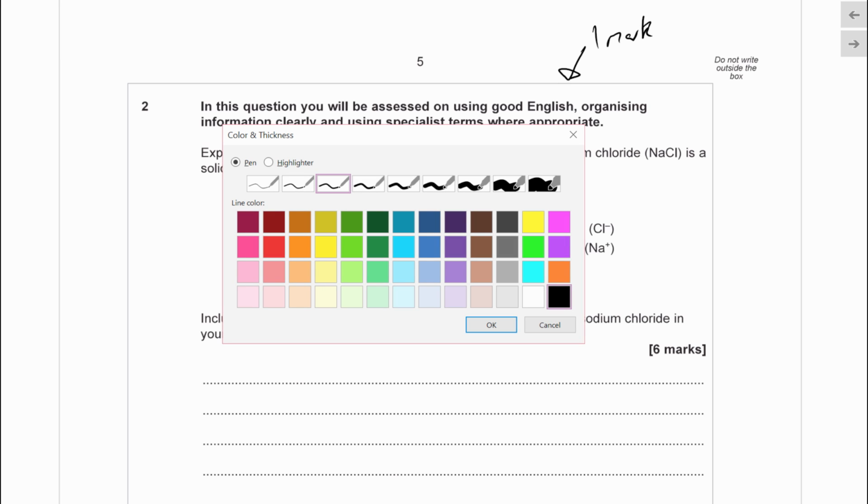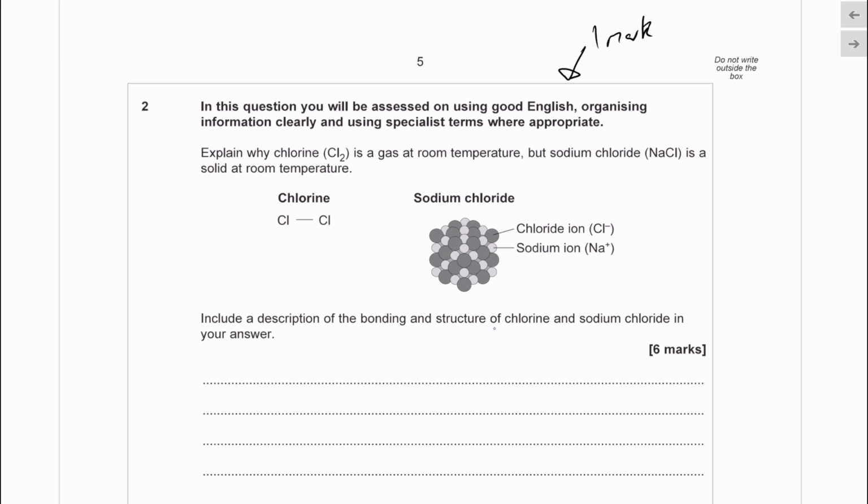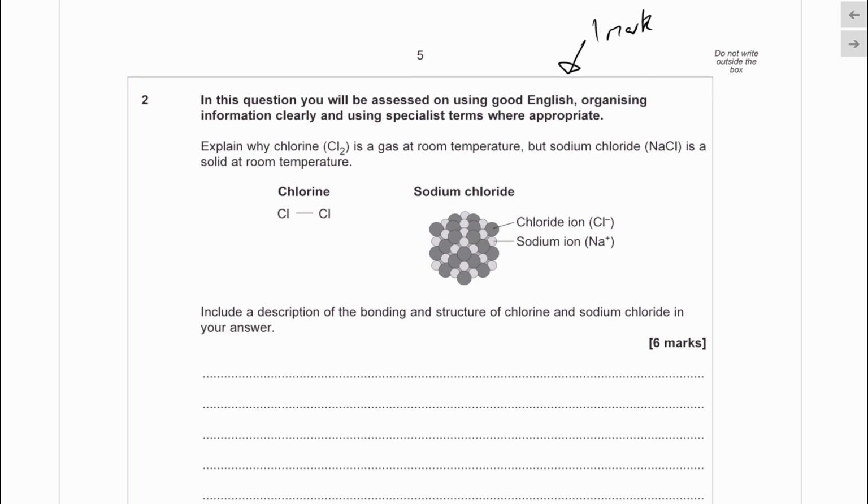Now I'm going to treat these separately. I'm going to use separate colours for both, and I'm going to use purple to talk about chlorine to start off with. Now in this question I'm not going to write in full sentences and paragraphs because it's more useful for you for me to bullet point all the points, but make sure that you're writing using good English and sentences. Alright, so the first one, chlorine. Chlorine is a covalent molecule.